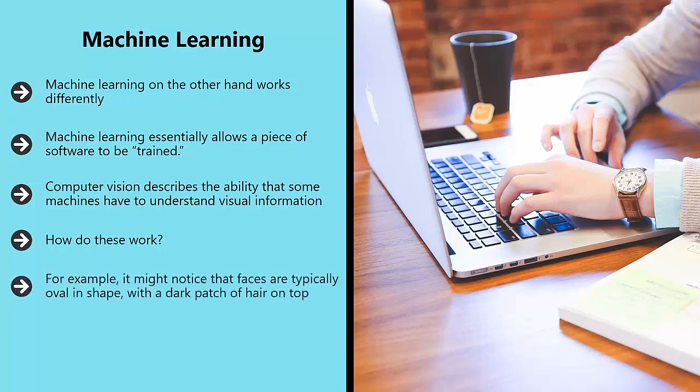For example, it might notice that faces are typically oval in shape, with a dark patch of hair on top. It then knows that if it sees an oval shape with a dark patch at the top, it's possibly looking at a face. Machine learning has huge potential in just about every field. In the future, it can be used to diagnose diseases more accurately than a human doctor, to advise on financial decisions, to identify fraudulent bank transfers, and much more. All of this has huge potential implications for internet marketing, and that's what we'll be exploring in the following videos.